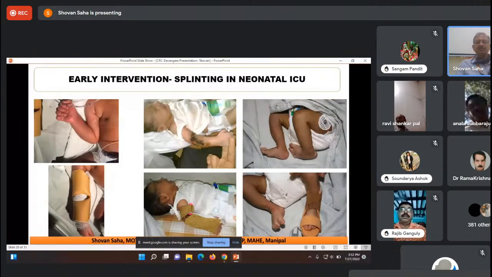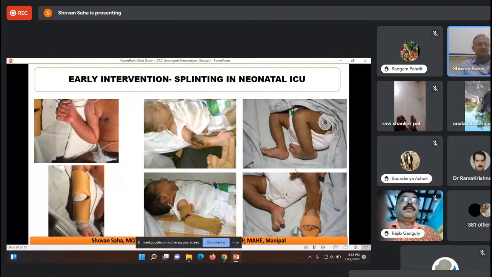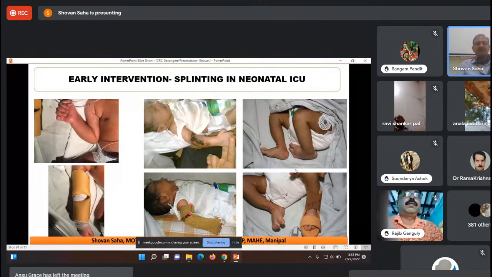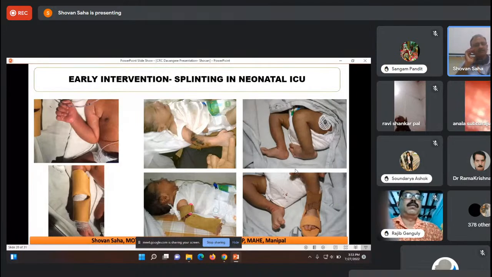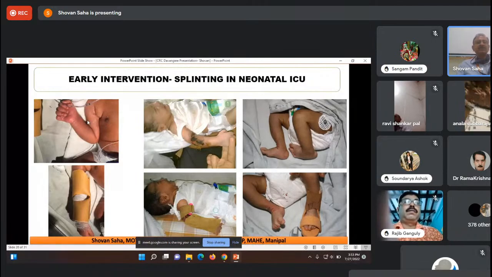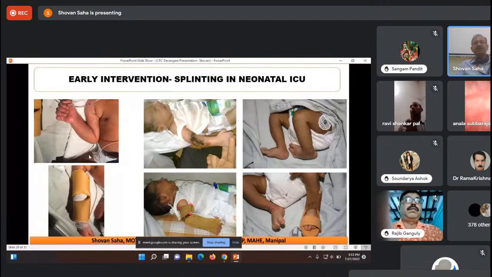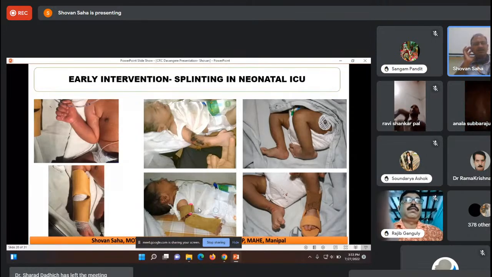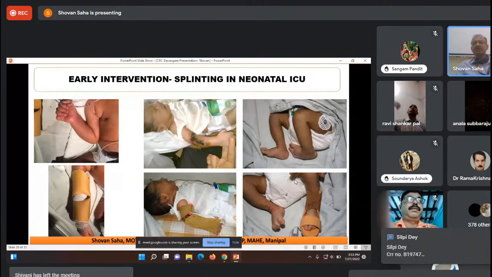Splints in NICU, okay, that is trying to catch them even younger. Although this presentation is for upper extremity, I have a few slides for the lower extremity as well. Okay, so this is a brachial plexus, a birth brachial plexus injury. This is subclavian artery stenosis and multiple congenital contractures.